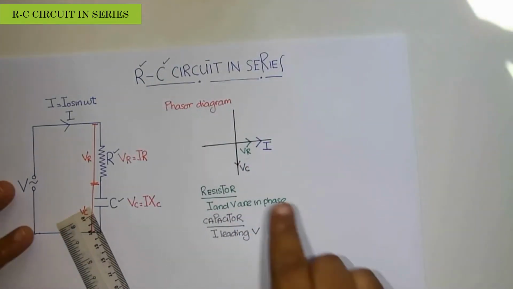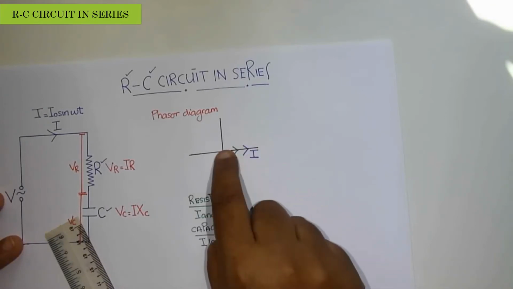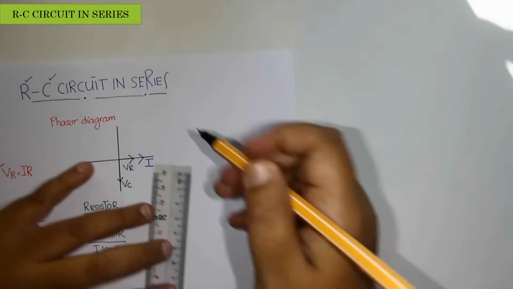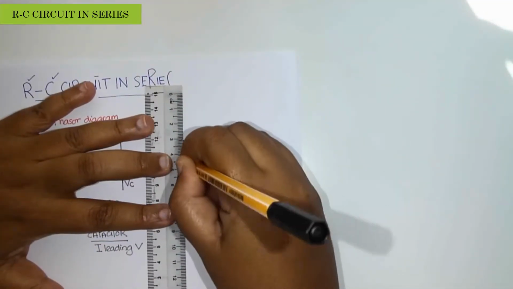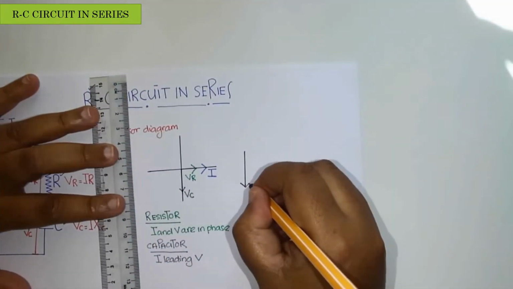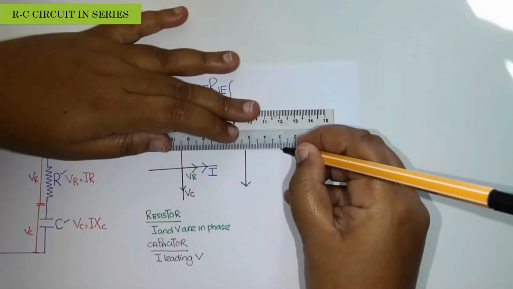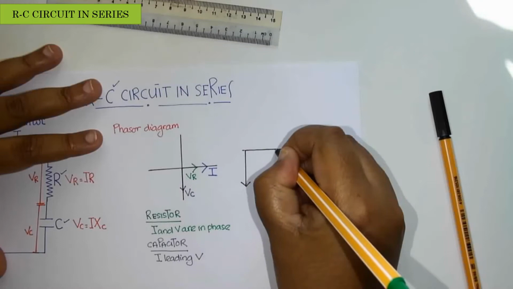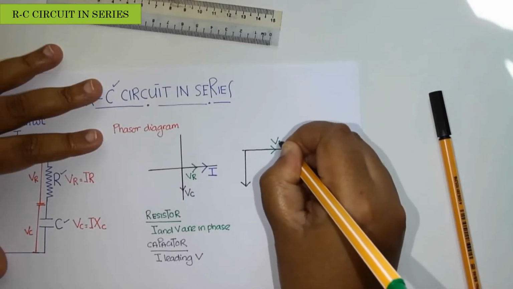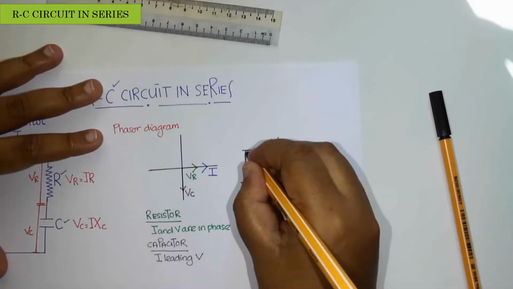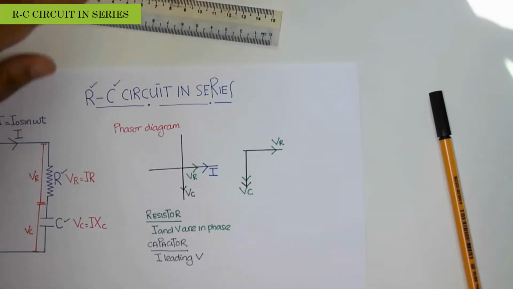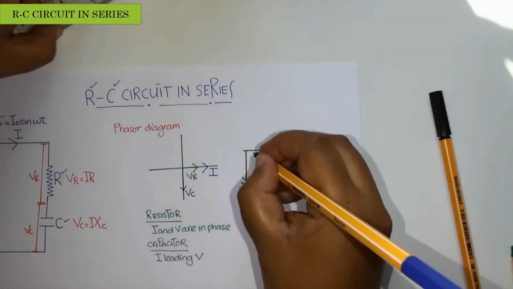Then we are just going to look at this part of the phasor diagram, which I'm going to draw here. This is VC, this is VR, and this is VC. And this is the current.